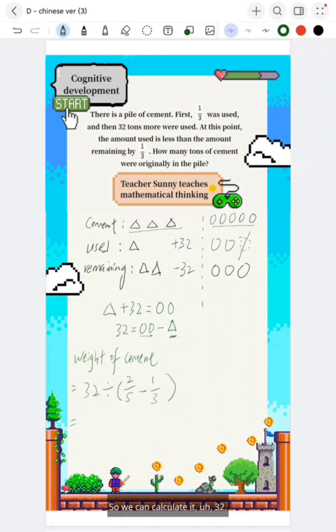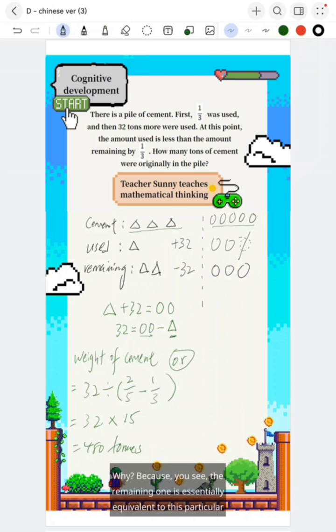So we can accurately calculate it precisely: 32 divided by 1/15, just multiply. So that's equal to 480 tons. And this is calculated. So that's it. This is the corresponding amount. Of course, we can also calculate it this way, right? Or we can simply calculate it like this way.